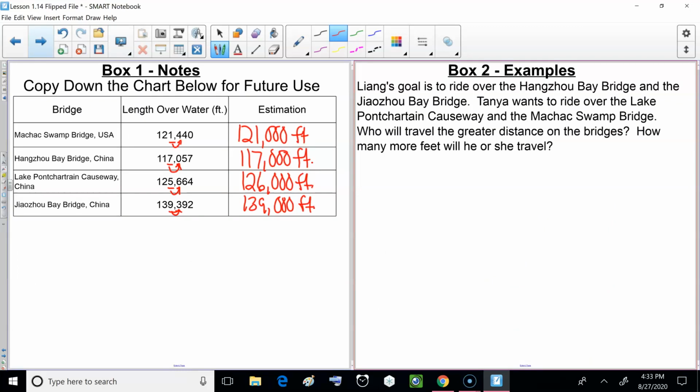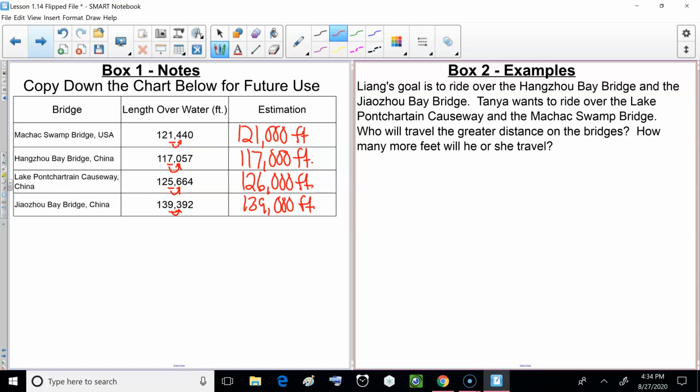Our problem today says: Liang's goal is to ride over the Hangzhou Bay Bridge and the Jizhou Bay Bridge, which I know I pronounced horribly wrong and I apologize already. Tanya wants to ride over the Lake Pontchartrain Causeway and the Macaque Swamp Bridge, which I apologize for pronunciation as well. Who will travel the greater distance on the bridges? How many more feet will he or she travel?